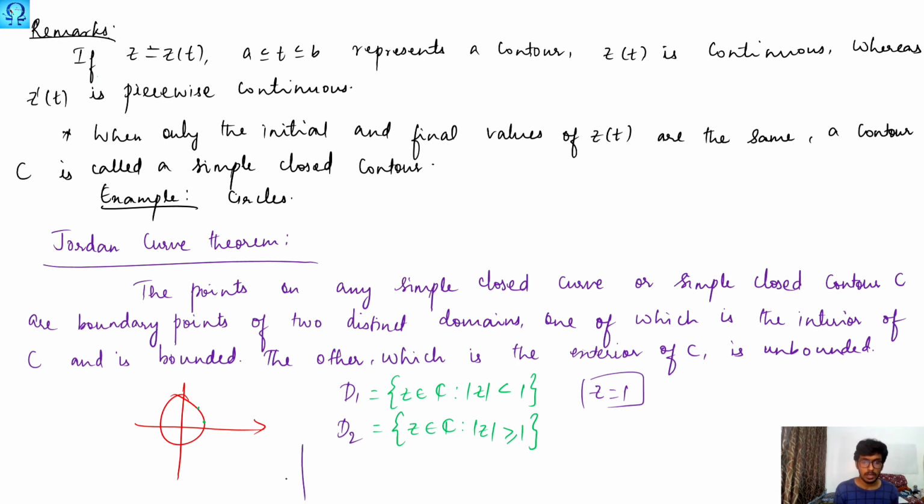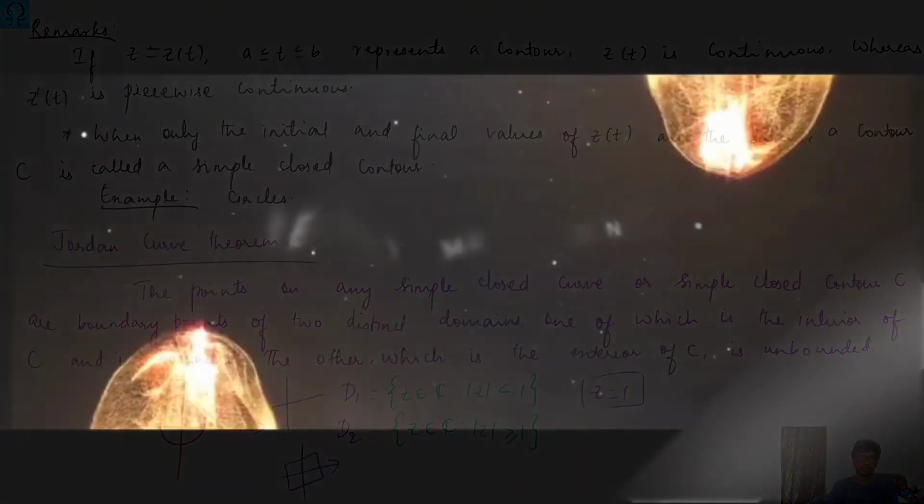You may consider some rectangles, be it open rectangle or closed rectangle, or you may consider any other shapes. Rectangle, square, triangle, you may consider anything. They happen to be true here. Actually, they satisfy the Jordan curve theorem. So with this, I conclude this lecture, and thank you.